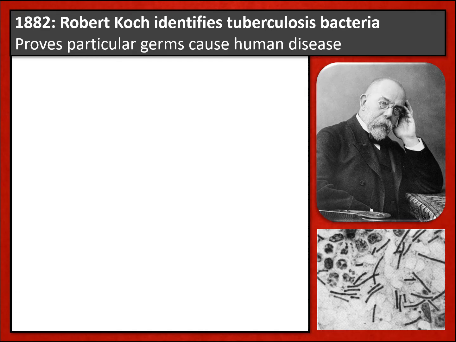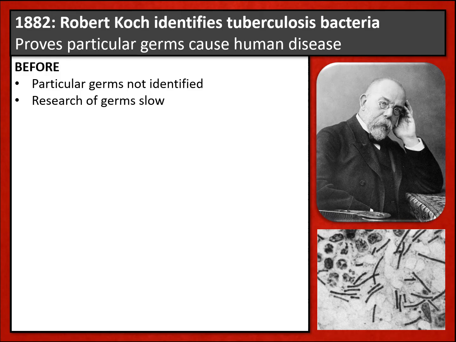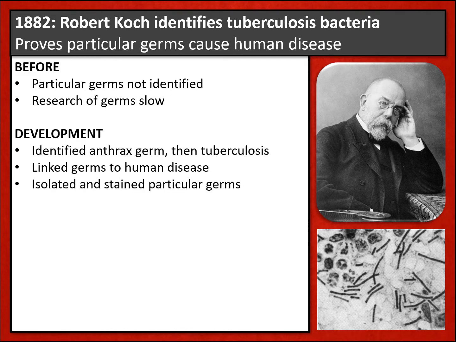So in his work, what Koch managed to do was to prove that particular germs caused human disease. So before his work, particular germs had not been identified. Pasteur hadn't been able to do that. So the research regarding germs was very slow, and improvements and developments were very limited.